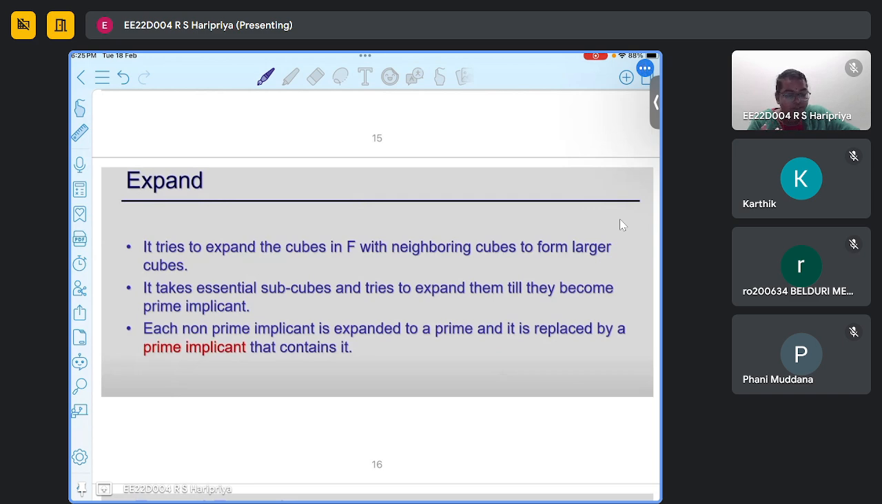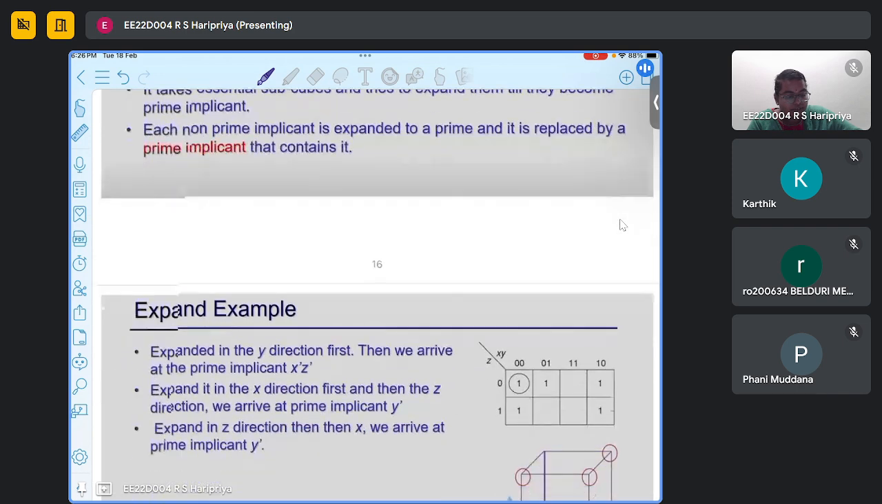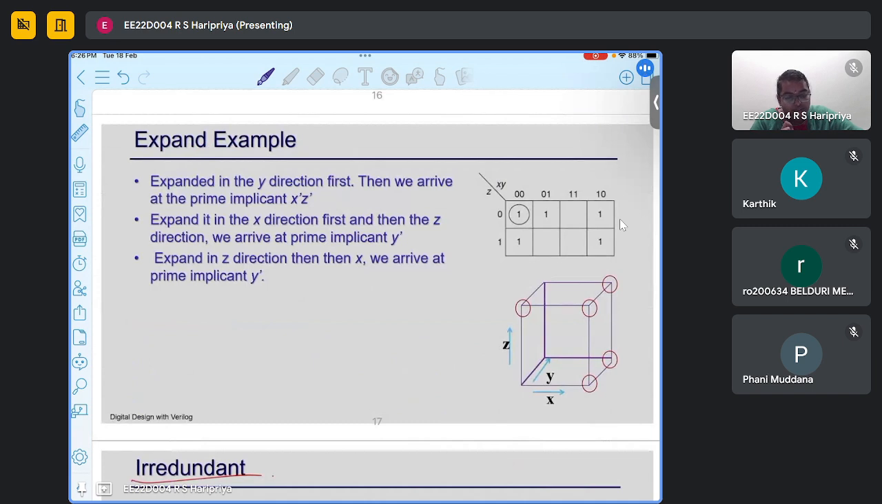We try to expand the cube in F. Okay, so this is expand. From here, we start with 1, just a group of 1. Then we try to expand it to form a group of 2, and if possible, we will try expanding further. So everything will start by forming a group of 1.